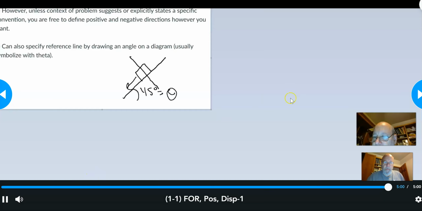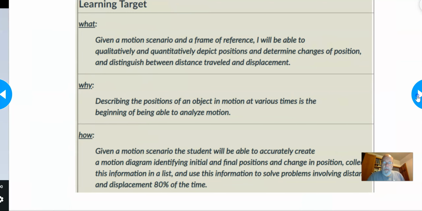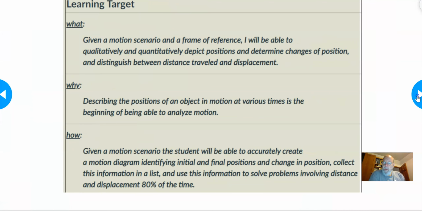Okay, so now I'm just going to move on to the next slide. So we are going to talk about position, and how, once we have our frame of reference, we actually show where the position is on that frame of reference. And so that's what this learning target's about. Given a motion scenario and a frame of reference, I will be able to qualitatively and quantitatively depict positions or show positions and determine changes of position and distinguish between distance traveled and displacement.